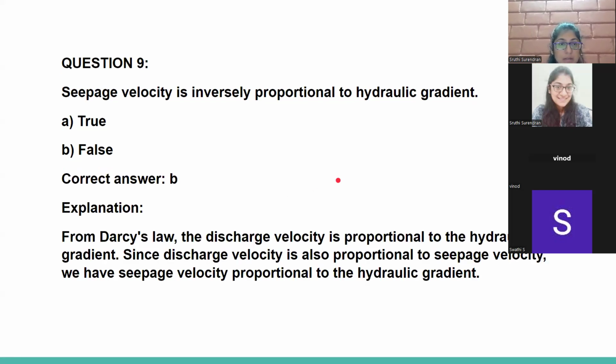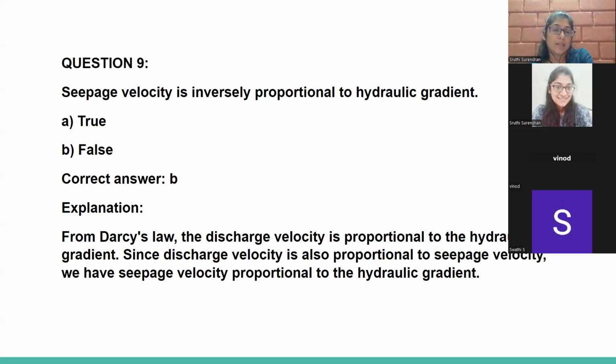So the correct answer would be option B. Again, because whether it is discharge velocity or seepage velocity, it is directly proportional to the hydraulic gradient. But seepage velocity is inversely proportional to the porosity of the material. There is no difference in the placement of the hydraulic conductivity or hydraulic gradient.